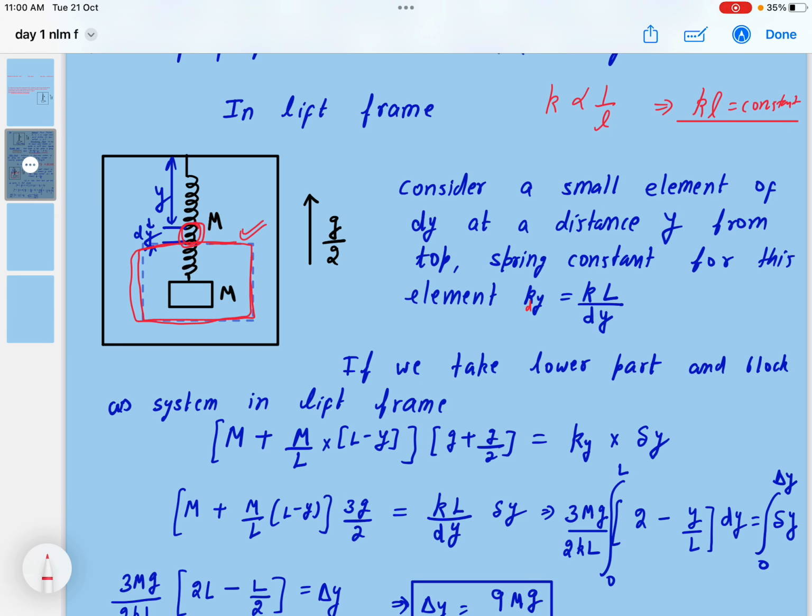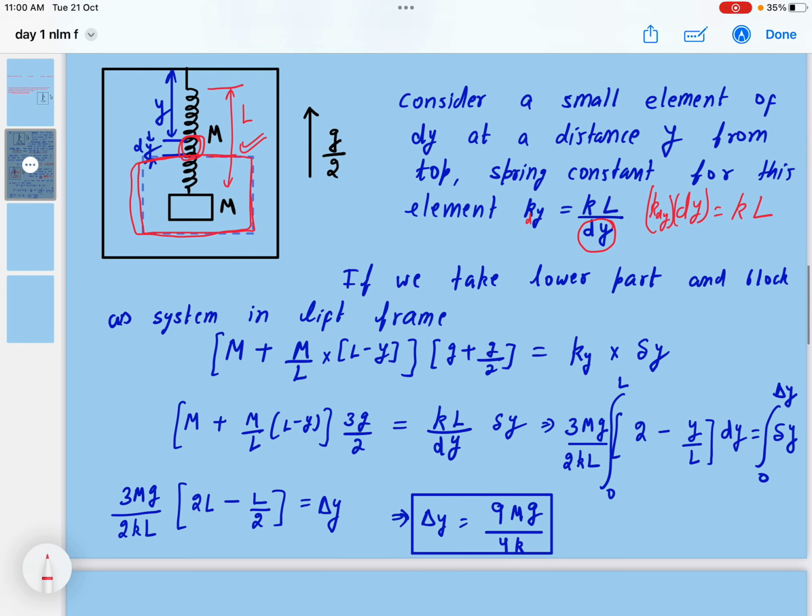So suppose the natural length of the spring is capital L and its spring constant is k. Then the spring constant for a spring having natural length dy will be what? kL upon dy. That means k of dy into dy is equal to k into L. So that we can write like this.